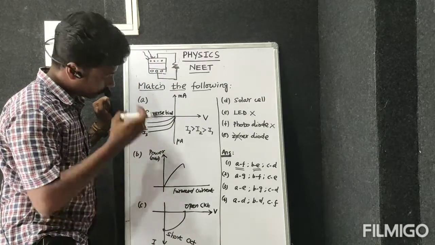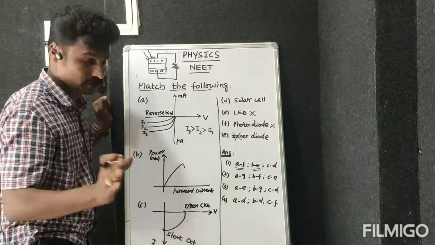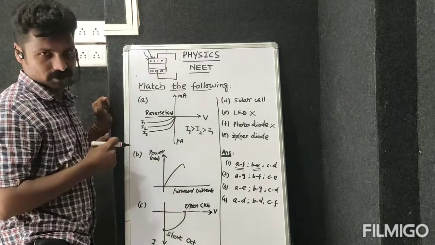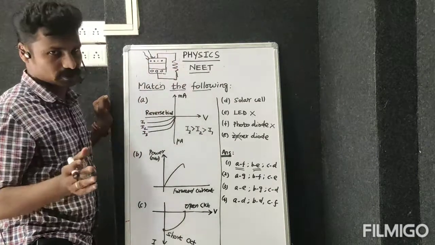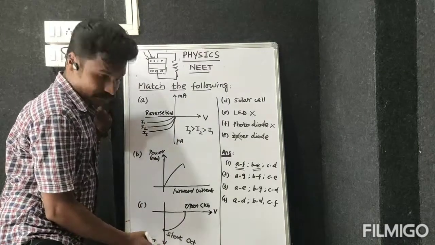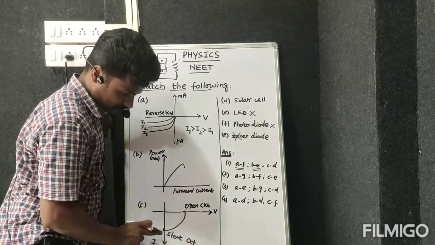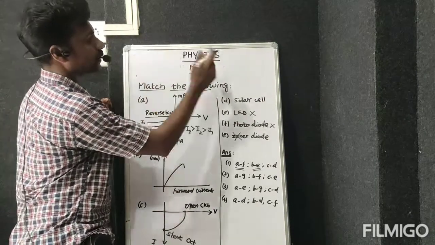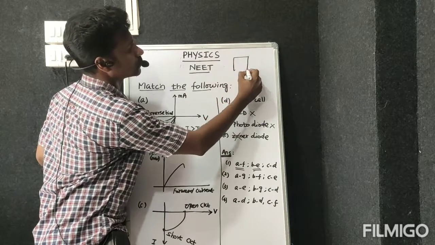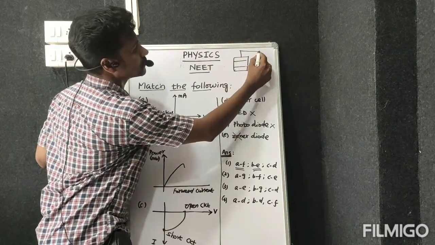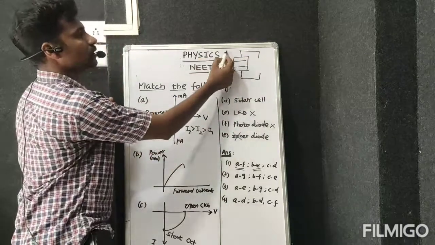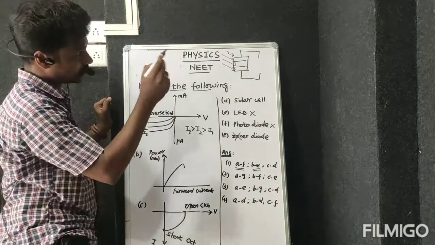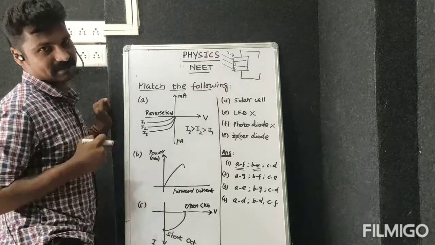But I didn't explain the full theory of the solar cell now. I'm going to focus only on the graph. Without resistance, this is the open circuit. With the resistance, this is the short circuit. That only I'll take here, because in this graph they mention open circuit and short circuit. So in the solar cell, in the open circuit, it generally receives the energy, but there is no current in the output, but the full voltage is there.